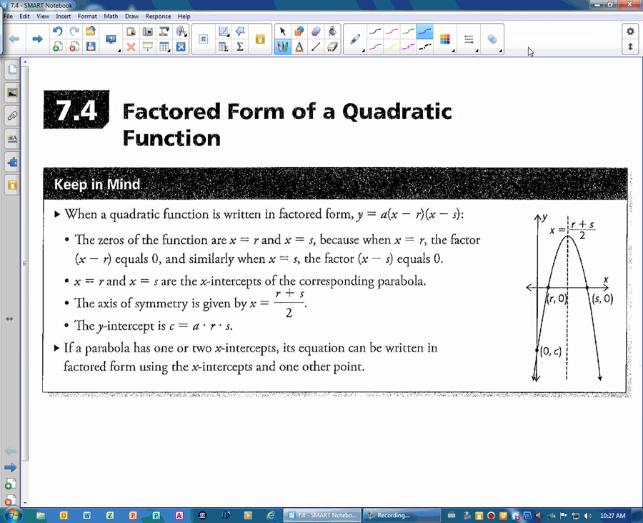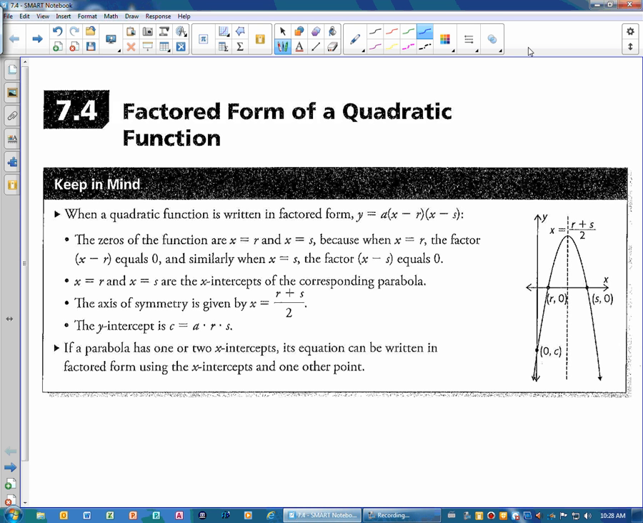Okay. Section 7.4, factored form of a quadratic function. So this might be a little difficult at first because factoring isn't a favorite thing of kids in Math 10, and it's one of the skills from Math 10 that hopefully you were okay at because you're really going to need it in this lesson today.